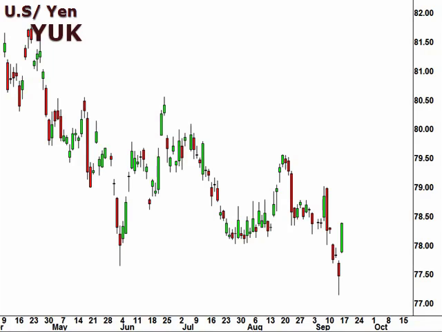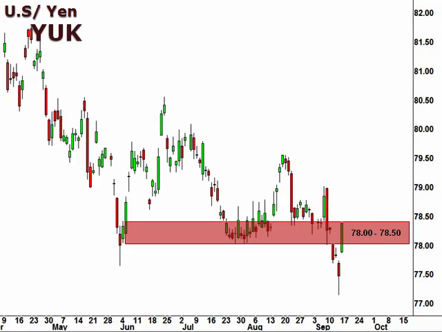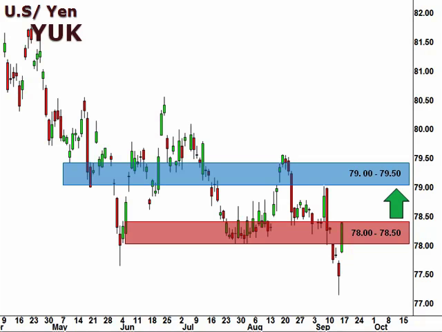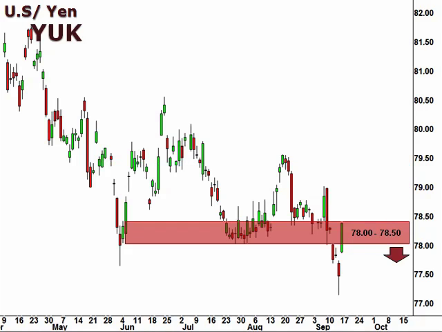Next up, the YUK, the US dollar versus the Japanese yen. Well, the YUK traded as low as 77 before reversing last Friday and closing back within the 78.5 support level. A break above 78.5 opens the window for a retest of 79.5. However, reversal and break below 78 opens the window for a continuation to the downside.